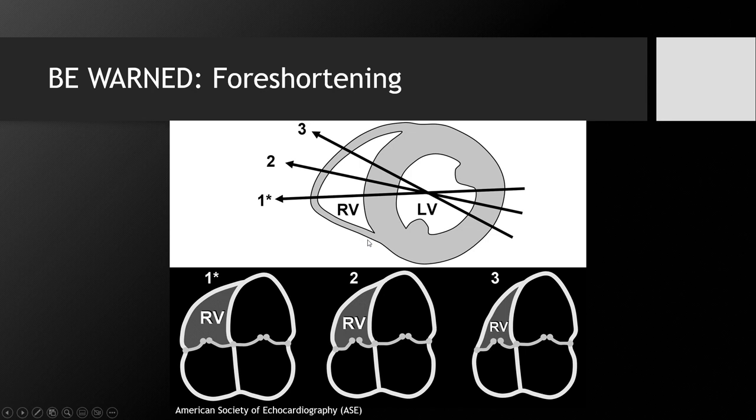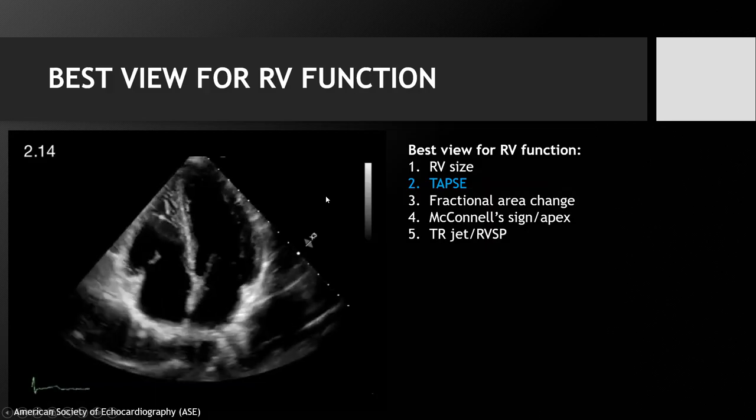And so again, even when you're already at that ice cream cone, rotating your probe to maximize the RV will help make sure that your RV size is correctly measured, while not losing the LV and not losing the features of being on axis, both valves.